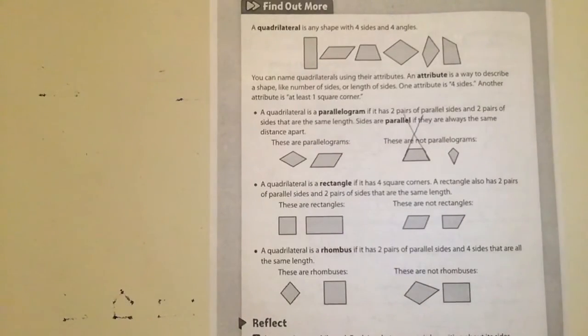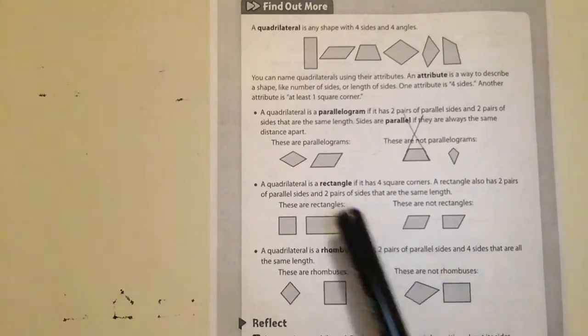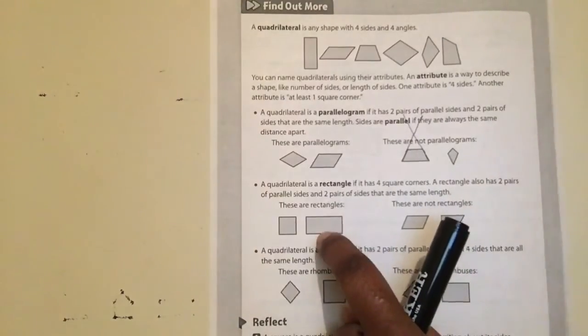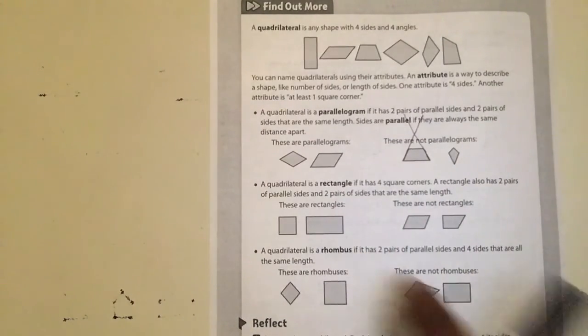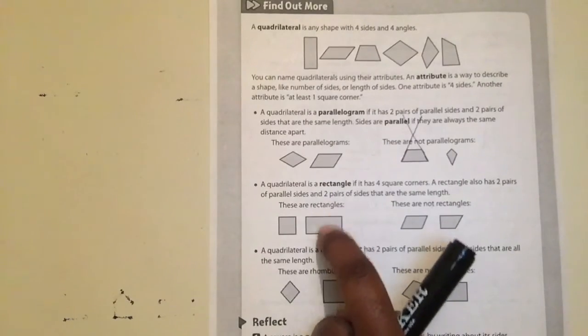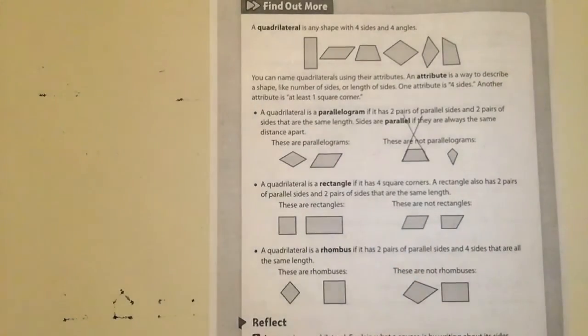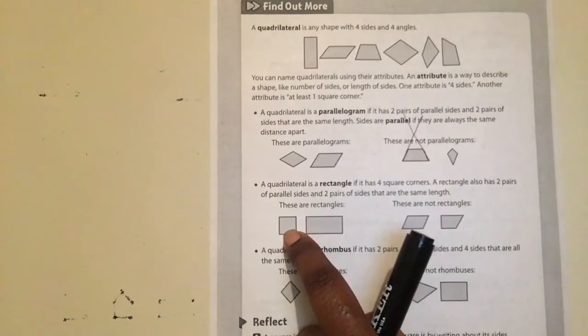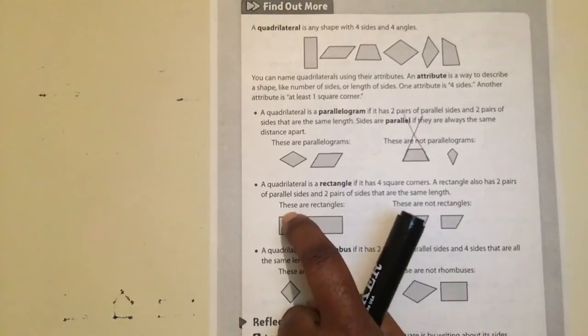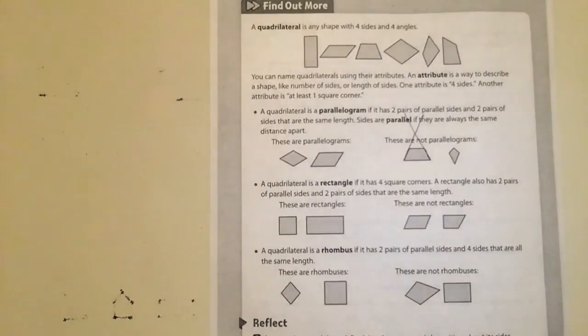Now, a quadrilateral is a rectangle if it has 4 square corners. A rectangle also has 2 pairs of parallel sides and 2 pairs of sides that are the same length. All right, so all of that to say, rectangles have to have 4 square corners. Rectangles also have to have opposite sides that are the same length. That's why this one's a rectangle. Those opposite sides are the same length. These opposite sides are the same length, but curveball, that square is also a rectangle. Opposite sides are the same. Well, all the sides are the same for a square, so a square is a rectangle.